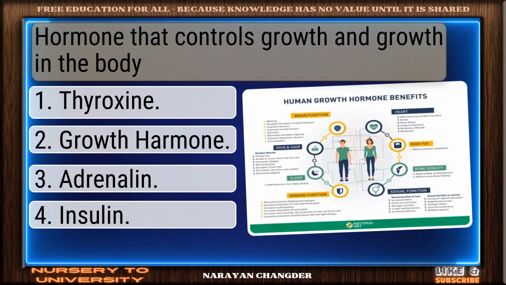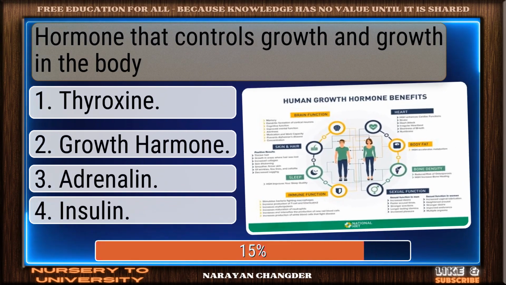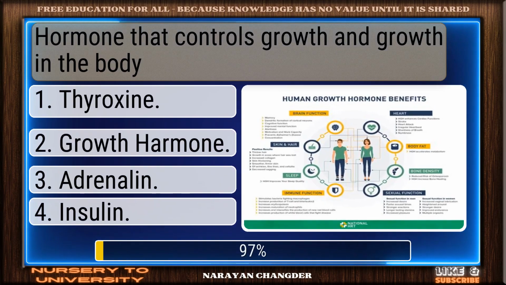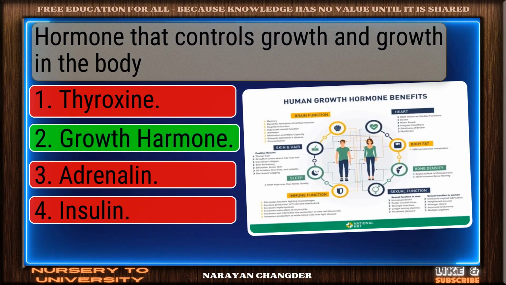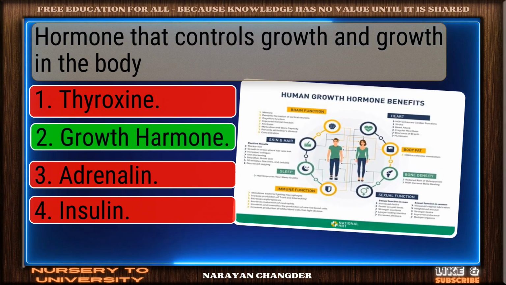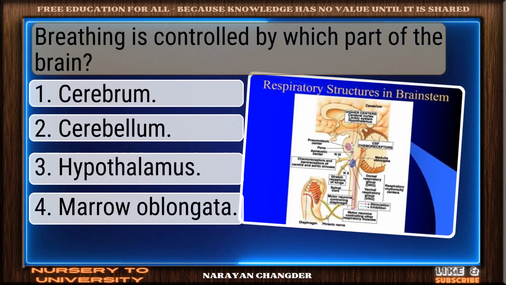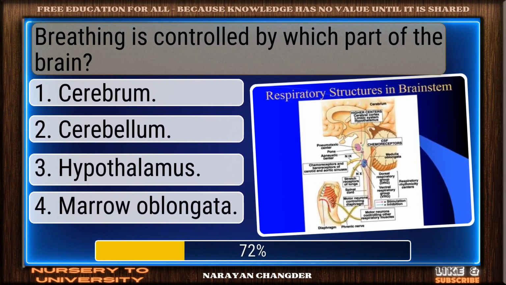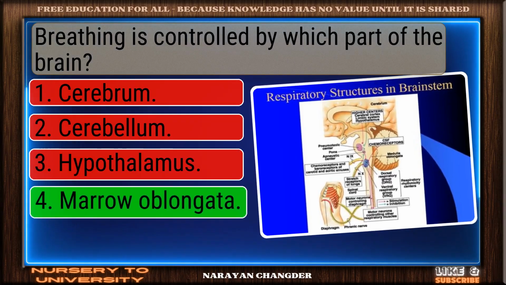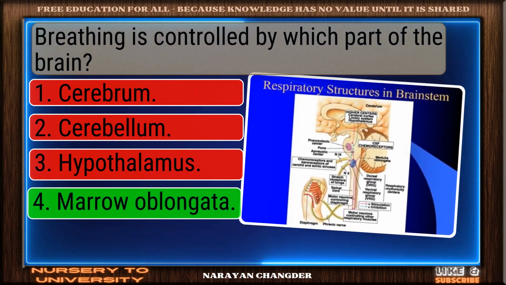Hormone that controls growth in the body. Clear logic. Growth hormone is sound. Breathing is controlled by which part of the brain? Good thinking. Medulla oblongata is right.